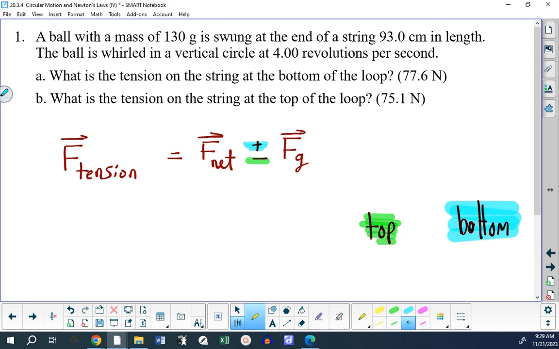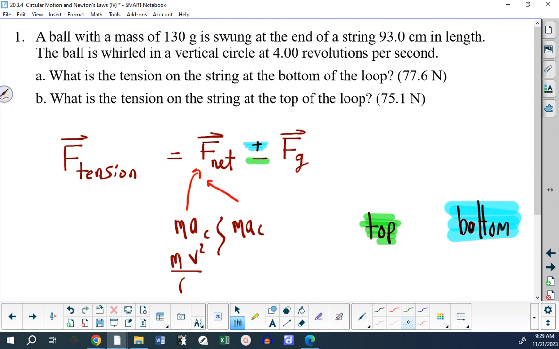This is equal to ma, which is centripetal, and the centripetal acceleration is v squared over r, or 4 pi squared r over T squared. It's not very often that we go that route.